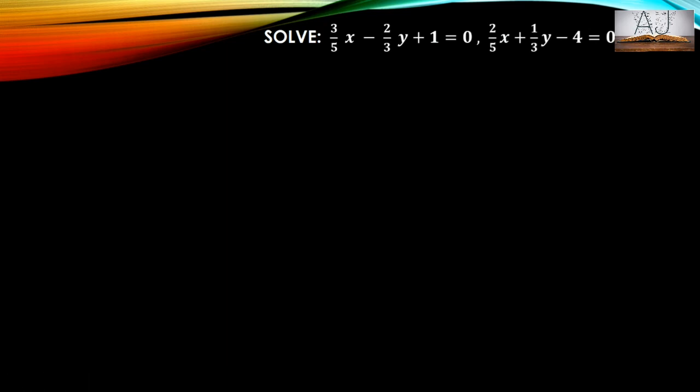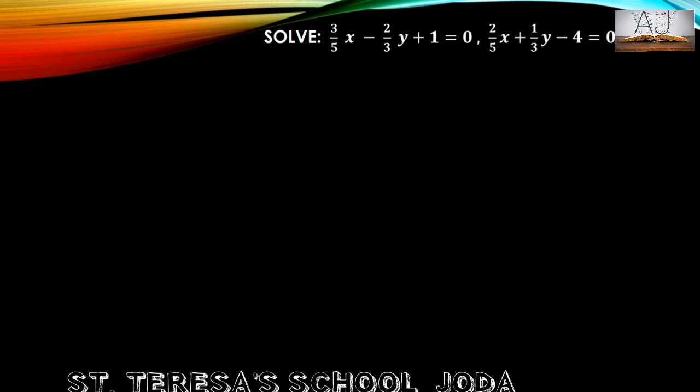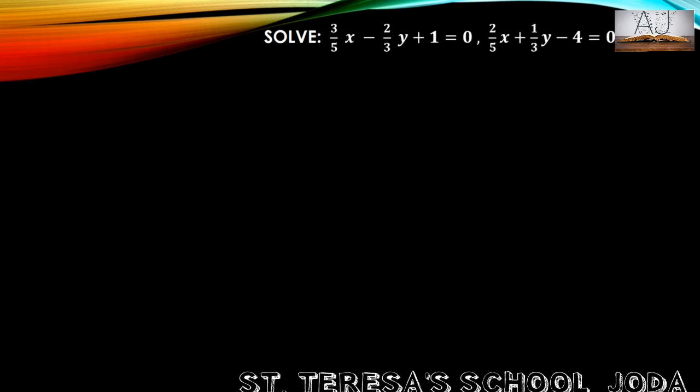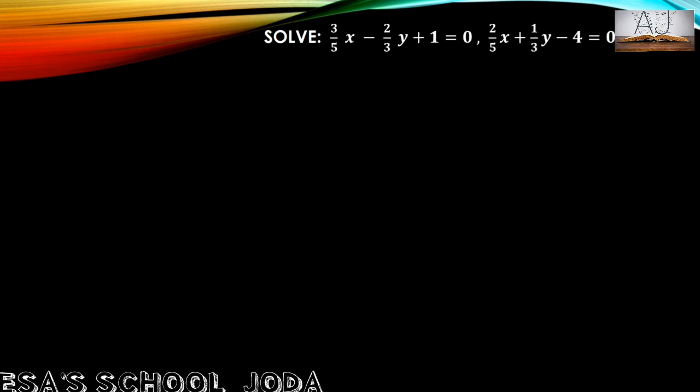Now one more equation you can see. Solve 3 by 5 x minus 2 by 3 y plus 1 equal to 0. It looks a little different, but actually it has to be done in the same way. So first we have to find the LCM. So pause the video and try to do it.